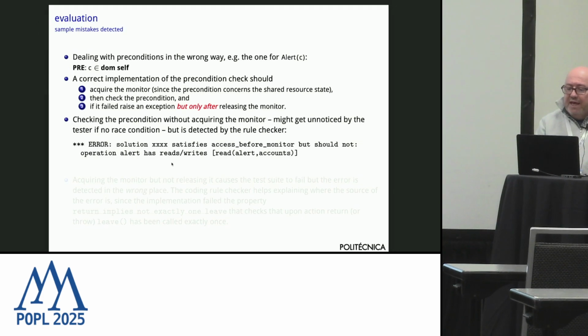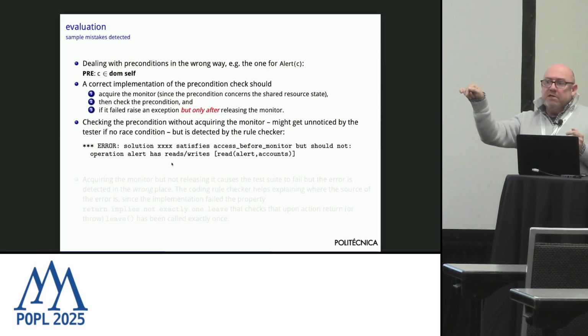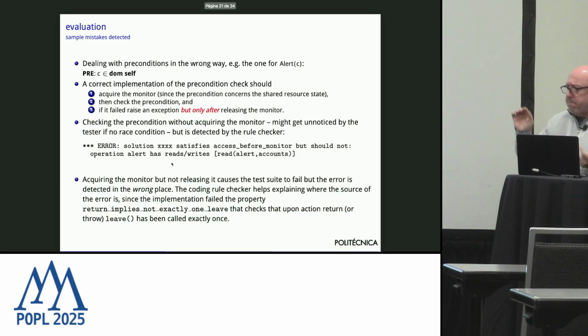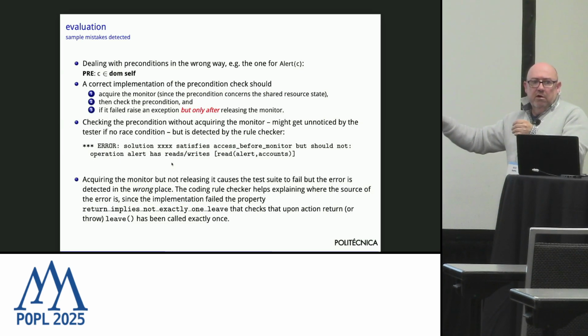And the other possibility is that they gain exclusive access to the monitor, they launch the exception, but they do not release the exclusive access. In that case, the unit tests are going to catch this error. But the problem is that the error is going to appear caused by the next thread that tries to access the monitor, because the monitor is taken, and it's going to provoke some kind of deadlock in the rest of the system. So we obtain a failure in the unit test, but the failure doesn't point to the actual cause of the problem.